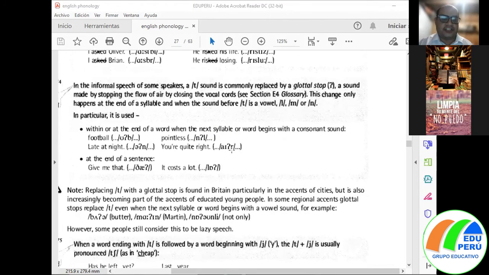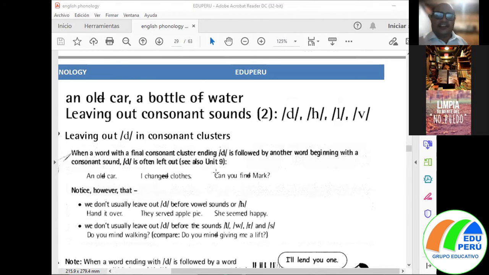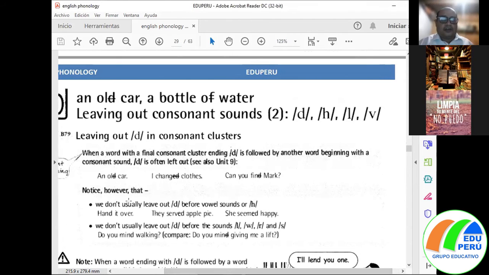Let's continue with deletion. Let's pass to the other case of elision. In elision, we have more consonant sounds: the consonant d, the consonant h, which we have seen before, the consonant th, and the consonant v. Notice here the cases. Leaving out the d in consonant clusters. Remember, this is very important when we have clusters. When a word with a final consonant cluster ending in d is followed by another word beginning with a consonant sound, d is often left out, similar to the sound t.